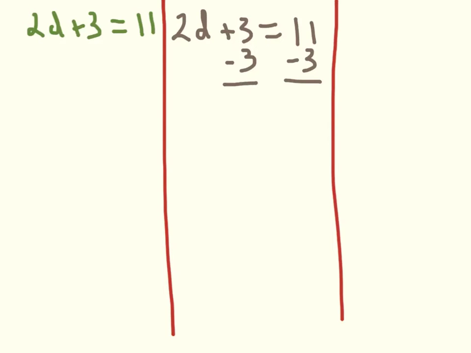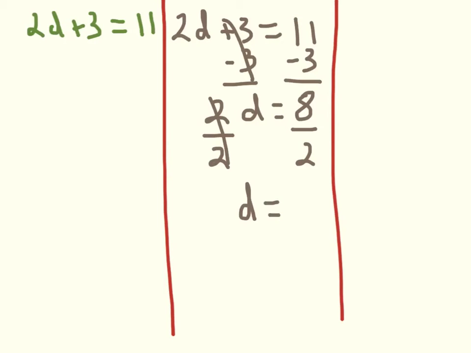So when I subtract 3 from both sides, all I'm left with on the left-hand side is 2d. And then 11 minus 3 is 8. So we find out that 2 times d equals 8. Now I don't want 2d, I only want 1d, so I'm going to divide both sides by 2. When I do that, I know 2 divided by 2 is 1, so 1d equals 8 divided by 2, which is 4. So d equals 4.